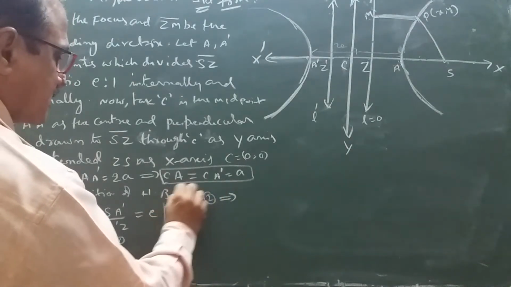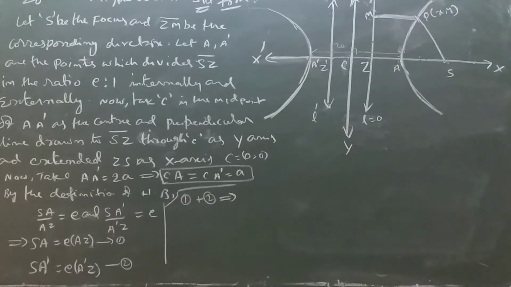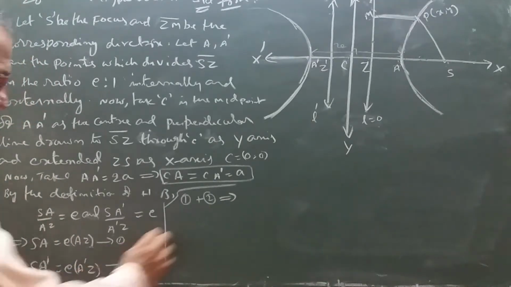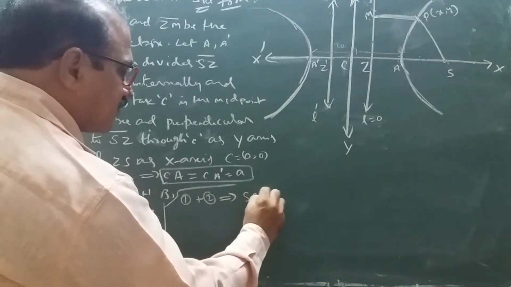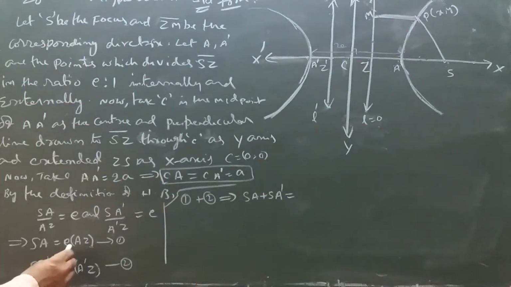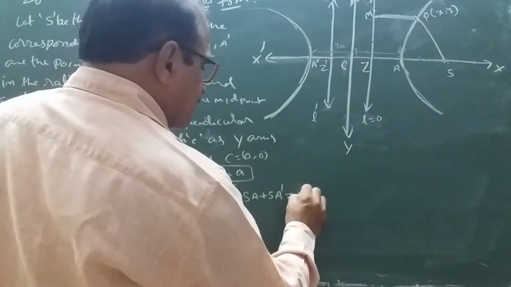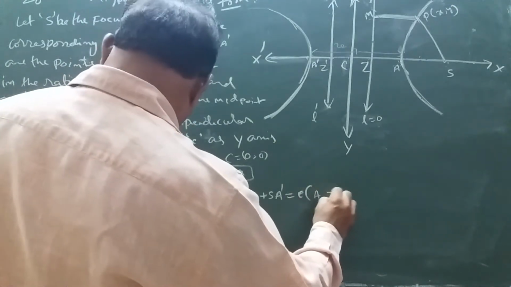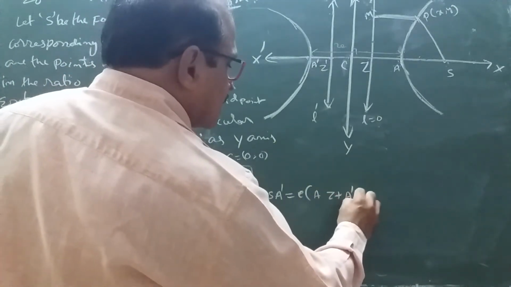That means equation 1 plus equation 2, what will it become? We will observe. On the left side, SA plus SA dash is equal to, on the right side, E into AZ plus E into A dash Z. By taking E as common, E into (AZ plus A dash Z).